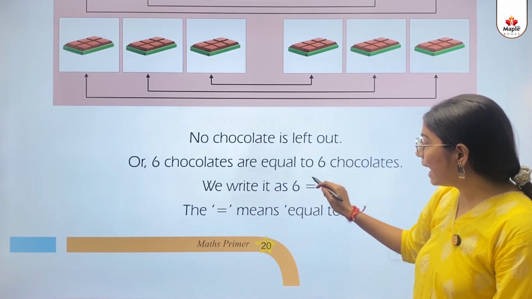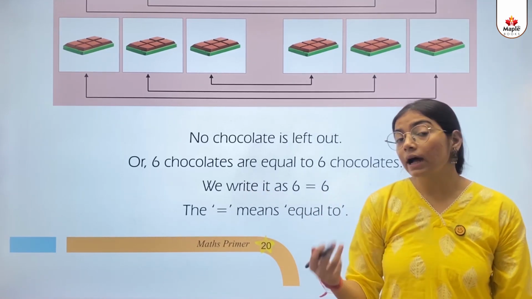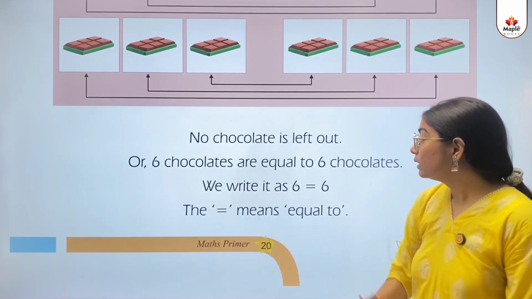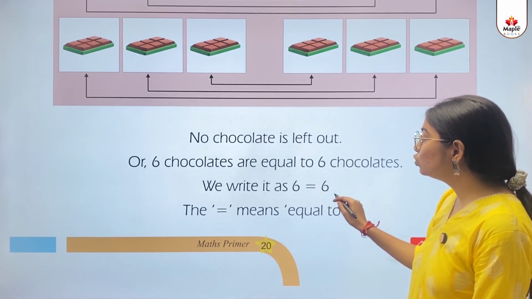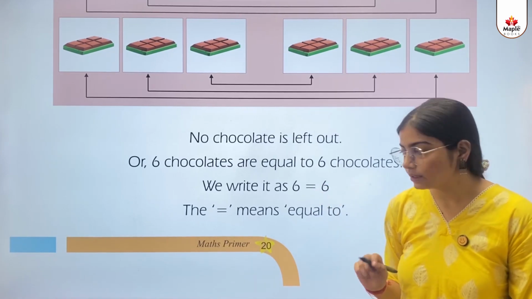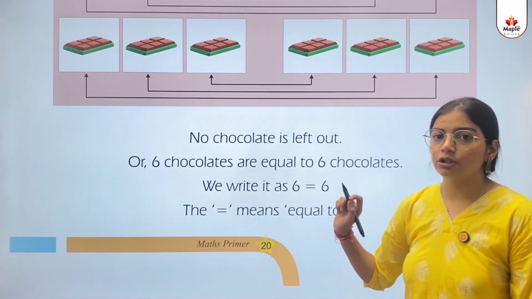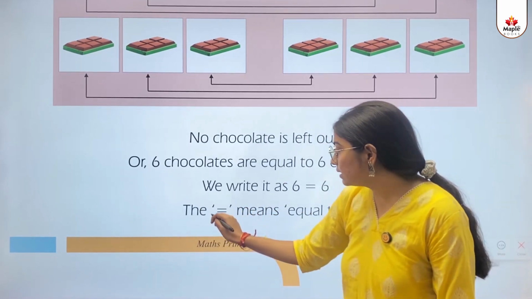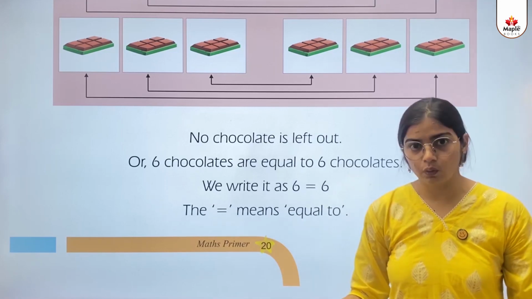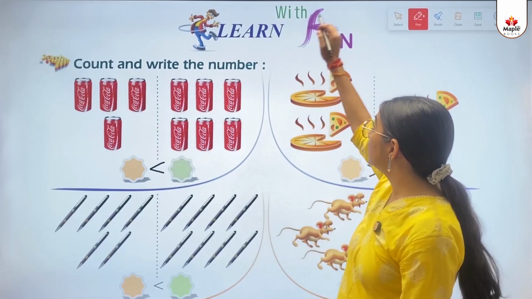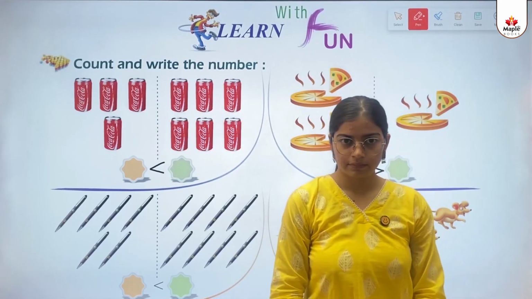How do we write that in maths? Equal to. 6 equals 6. Got it? Then, the equal to means equal to. This is the symbol we use for equal to. Got it? Learn with fun.